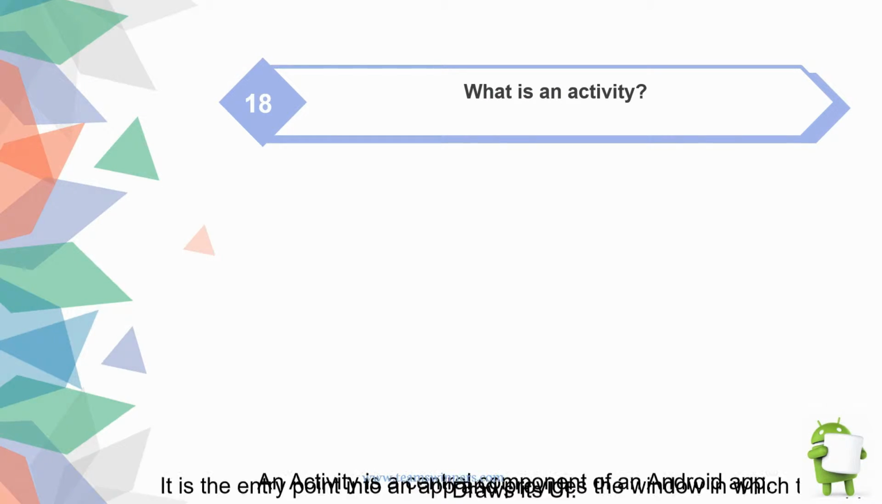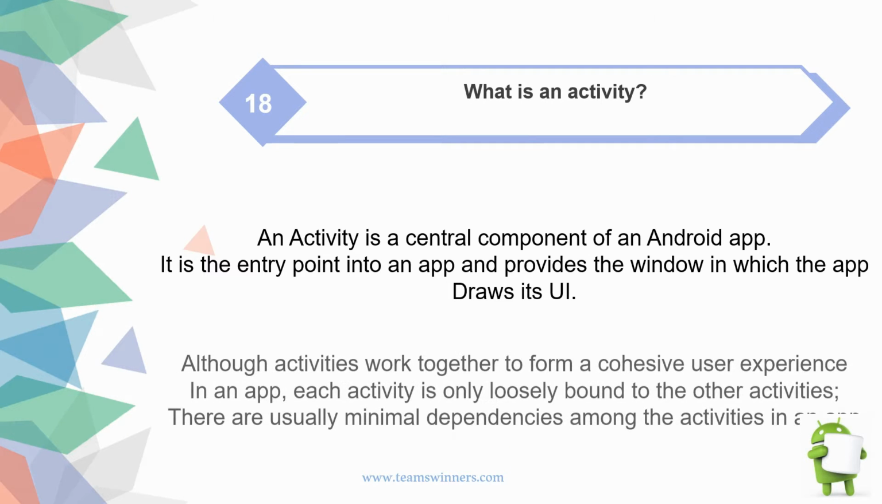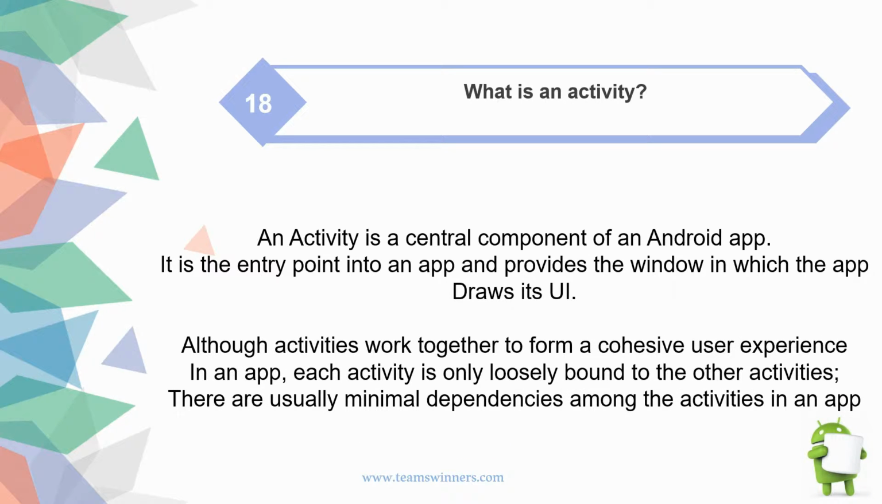What is an activity? An activity is a central component of an Android app. It is the entry point into an app and provides the window in which the app draws its UI. In truth, activities work together to form a cohesive user experience in an app. Each activity is only loosely bound to the other activities. There are usually minimal dependencies among the activities in an application.